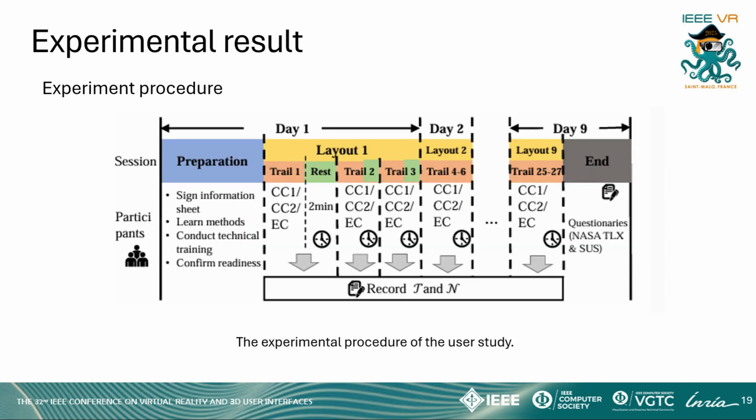The user study procedure is shown in the figure. Each participant participated in the experiment for 9 days. On the first day they arrived at the experiment site. They signed the information sheet. Then, we explained and showed them the operations of the 3 group selection methods. After that, they conducted technical training to familiarize themselves with the methods. Meanwhile, we assigned each participant a specific order of the 3 methods. The balanced Latin square determined the order.